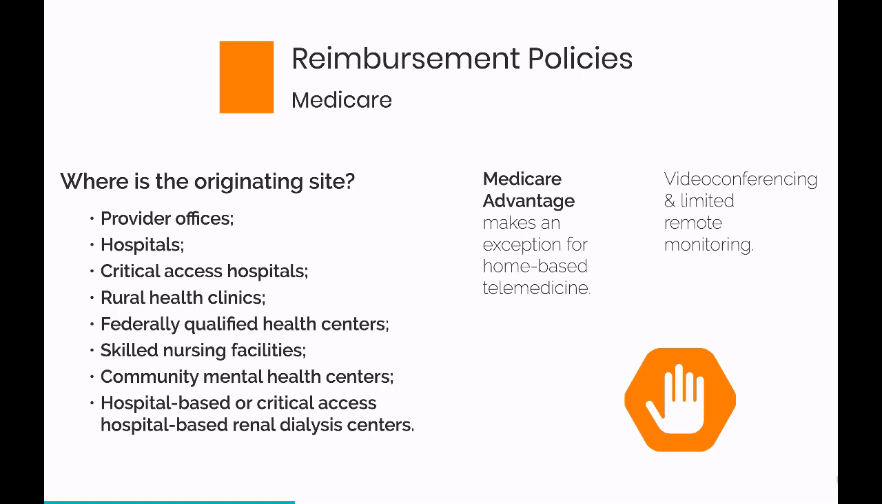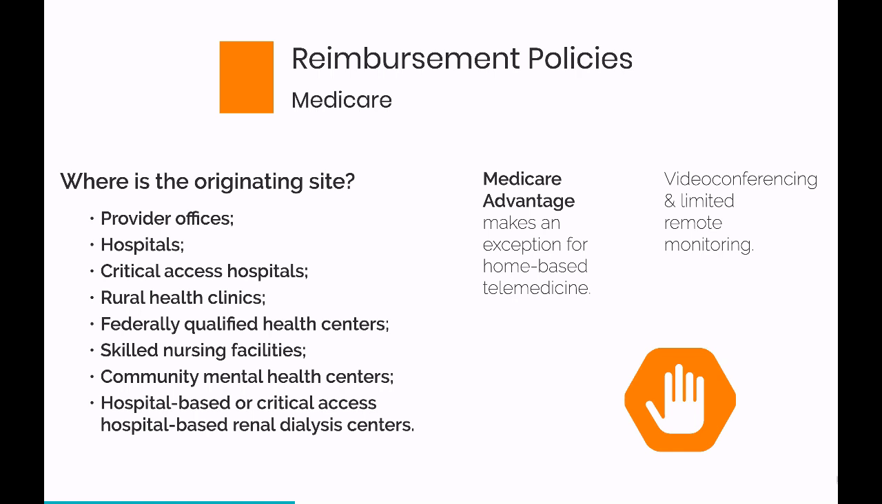In order to receive reimbursement for services, original Medicare has typically been restrictive about where the patient is immediately located at the time of the visit. For example, the patient must be at one of the following facilities: a physician's office, a hospital, a health clinic, a skilled nursing facility, a mental health center, or a hospital-based renal dialysis center. These environments should ensure to have adequate telecommunication technology to comply with the appropriate standard of care. Starting in 2020, Medicare Advantage has removed these restrictions, allowing the originating site to be the patient's home.